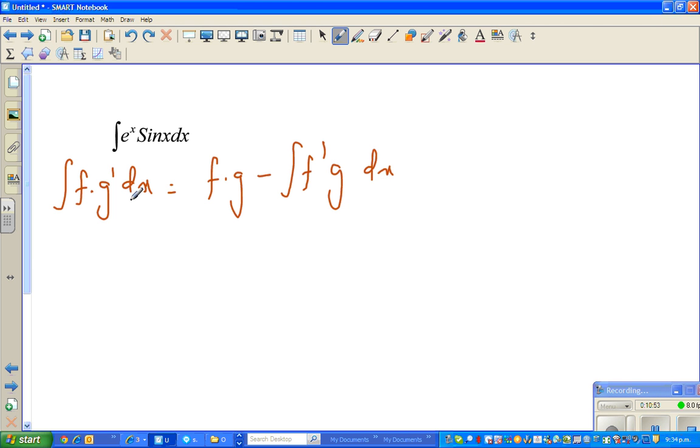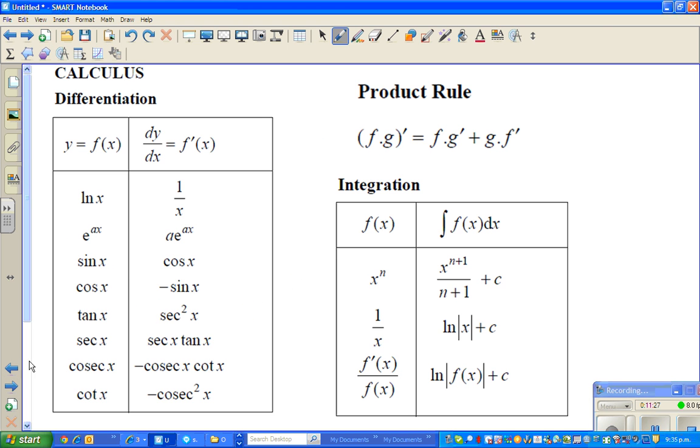So what are we going to do? We have to take one as f and the other as g dash. So let us take f equal to e to the power x and g dash equal to sine x. We're going to set this in this form. So we have to differentiate. We want f dash, and the derivative of e to the power x is e to the power x. And you have to integrate this, so g would be integration of sine x. So let us go back to the formula sheet.